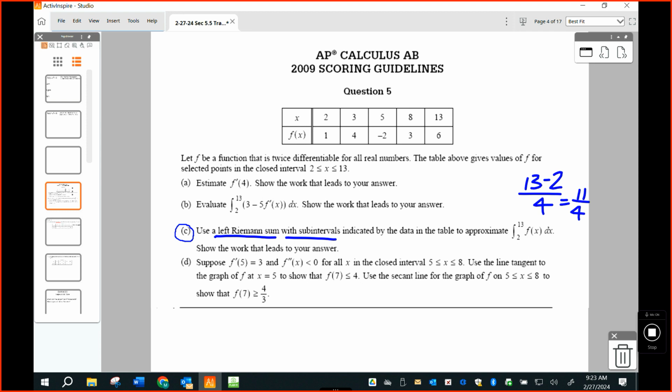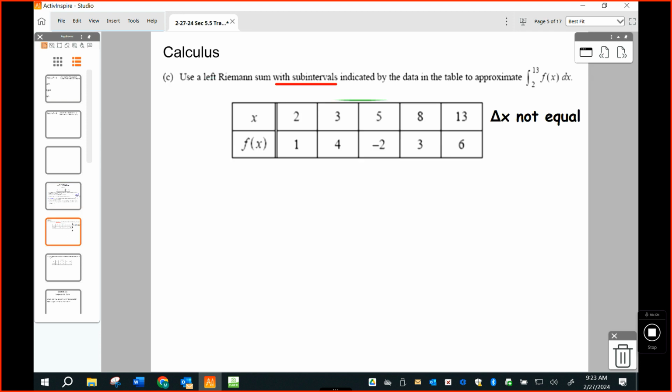So I just want you to look at the table and tell me what is the change in x. 1, 2, 3, 5. It's not equal. Please write that down. The delta x is not equal. The delta x is not equal. The x's are not changing by the same amount each time, right?